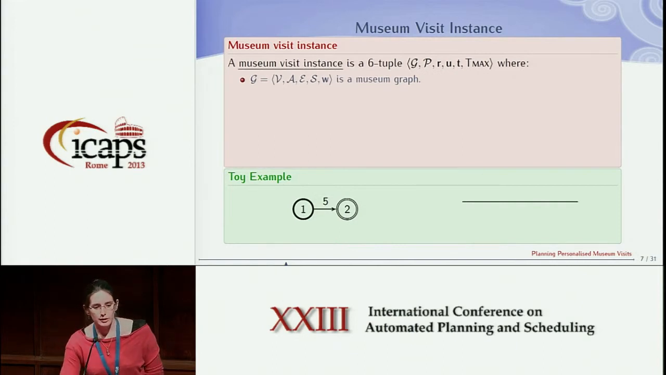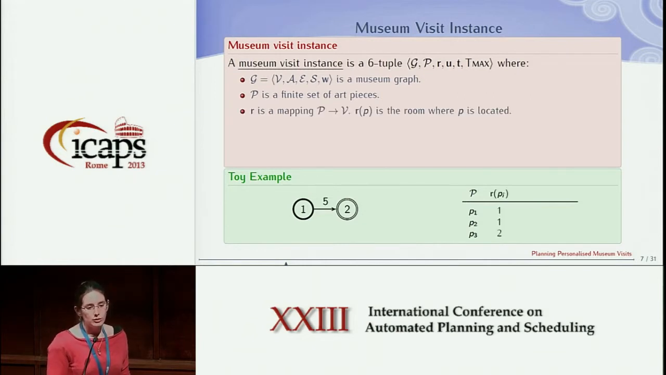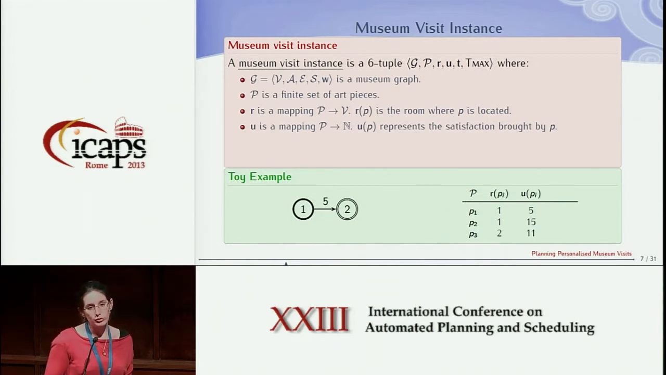So now the museum visit instance problem is the following one. We need the museum topology, which is the museum graph that I've just presented to you. Then we will need some artworks, a finite set of artworks, and we need to know in which room the artworks are located, so we'll have a function that tells us that. To each artwork, we associate a score or utility that represents the satisfaction that the artwork will bring to the visitor. In the example, you can see that the artwork P2 is the one that brings the most satisfaction to the user. Then we have P3, and then we have P1.